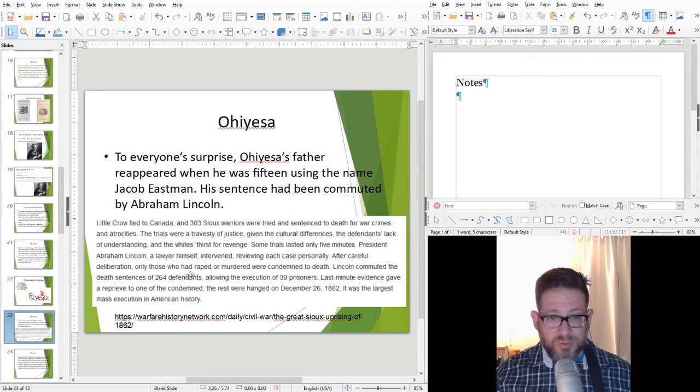Actually, here's all the numbers. So, of the 303, 264 were commuted by Lincoln, and that meant 39 of the prisoners were executed. And actually one of them was given a last-minute reprieve, so it was 38. Okay, if you want to read more about this historical event, I have here a web address. You can go read about this.